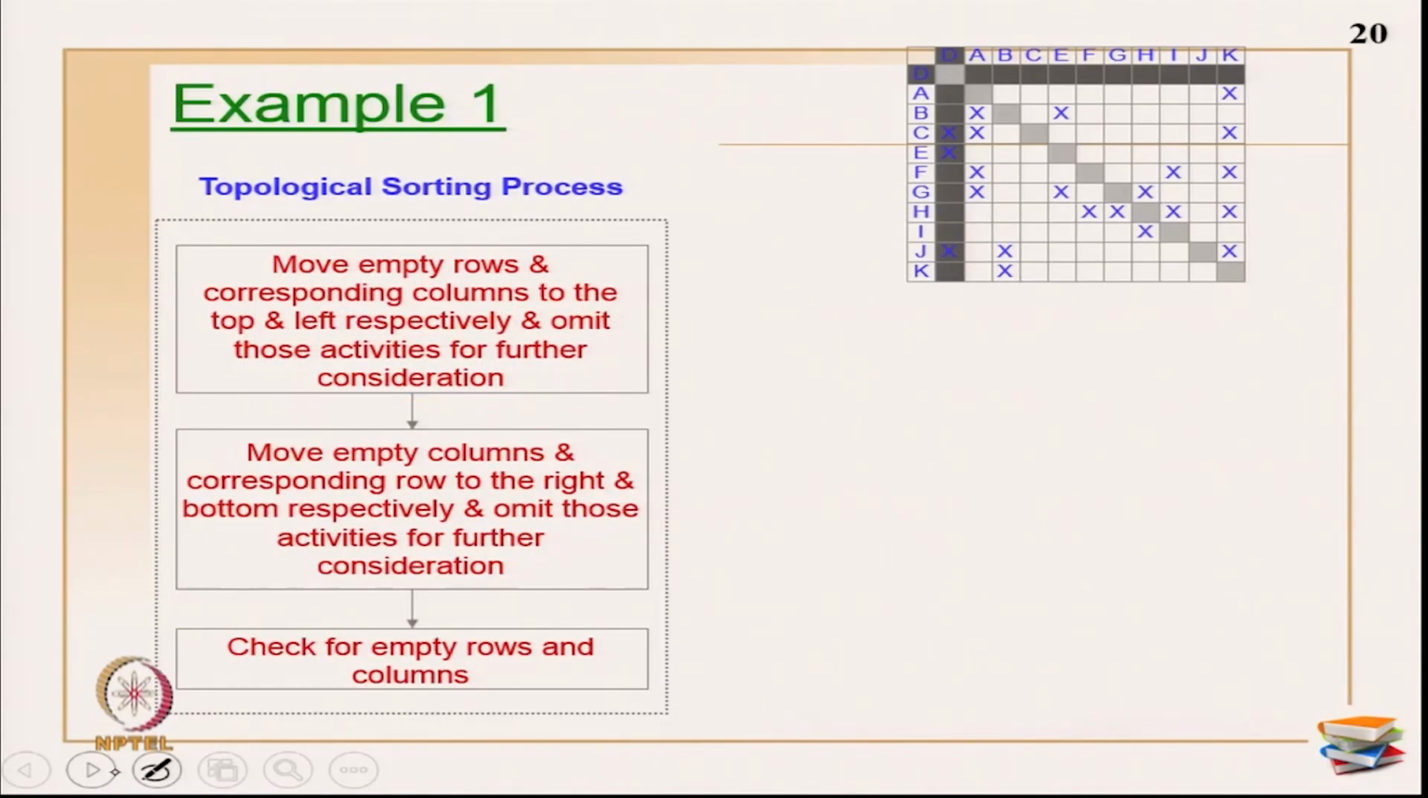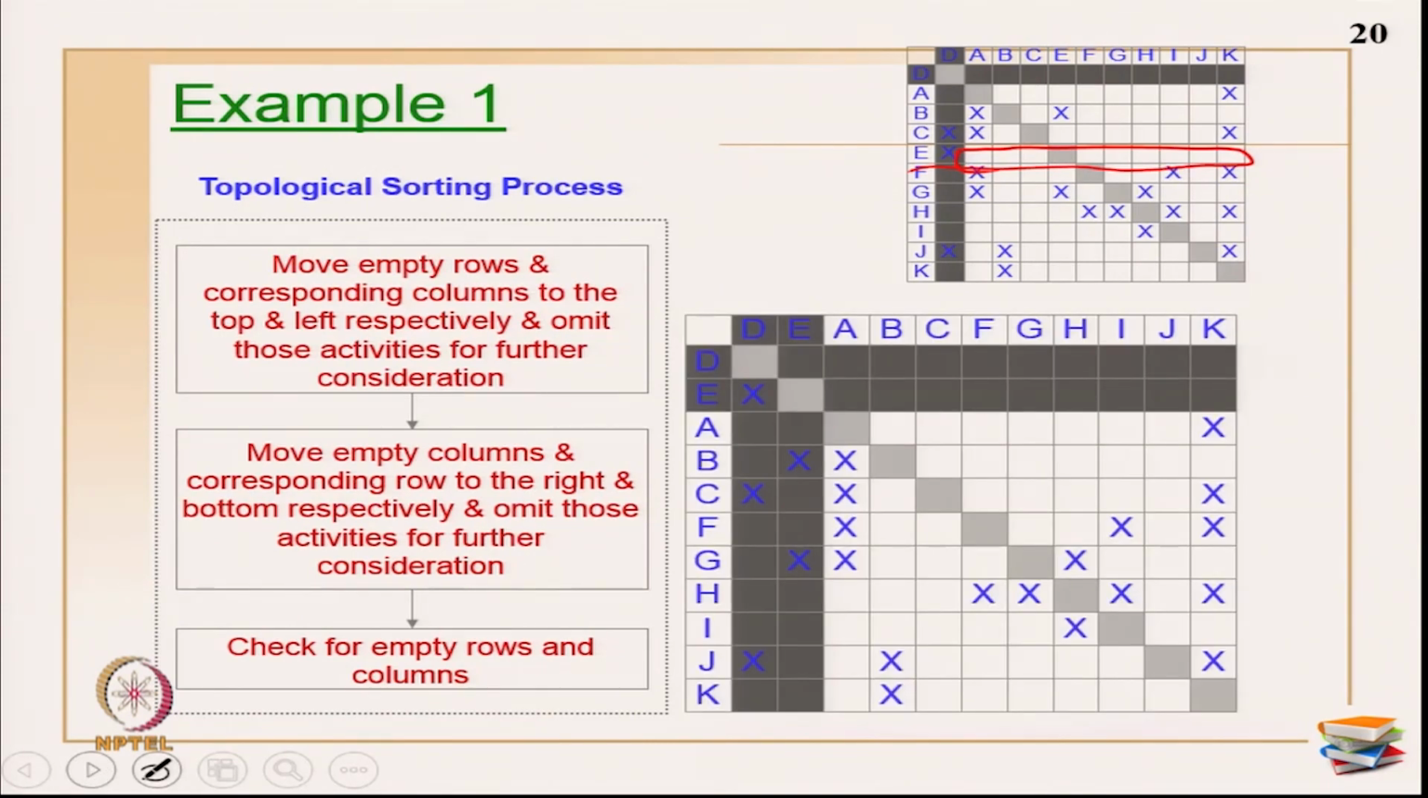In this particular example, I am going to identify all the empty rows after omitting the activities, and at the end I am going to identify my empty columns, and I am going to repeat this again and again. So, now let us see the next step. I am going to identify all other empty rows. Now, if you see, after omitting this activity, where are my empty rows? Activity E has completely no x marks along the rows. So, activity E is primarily my second activity in the list.